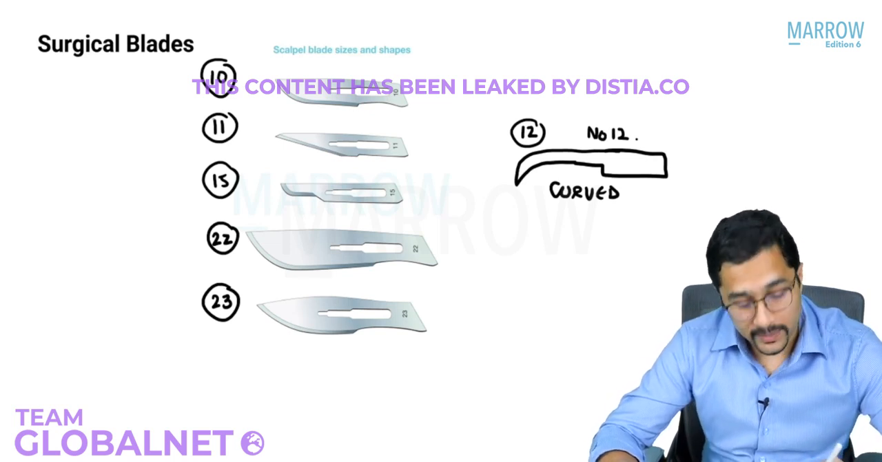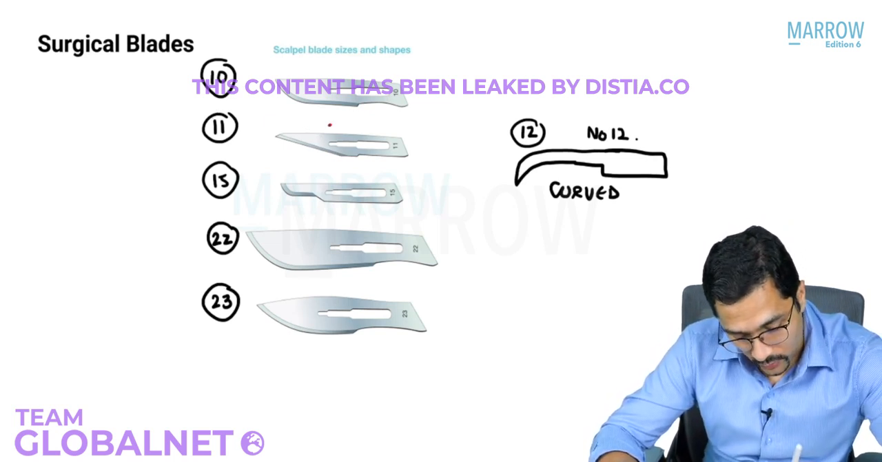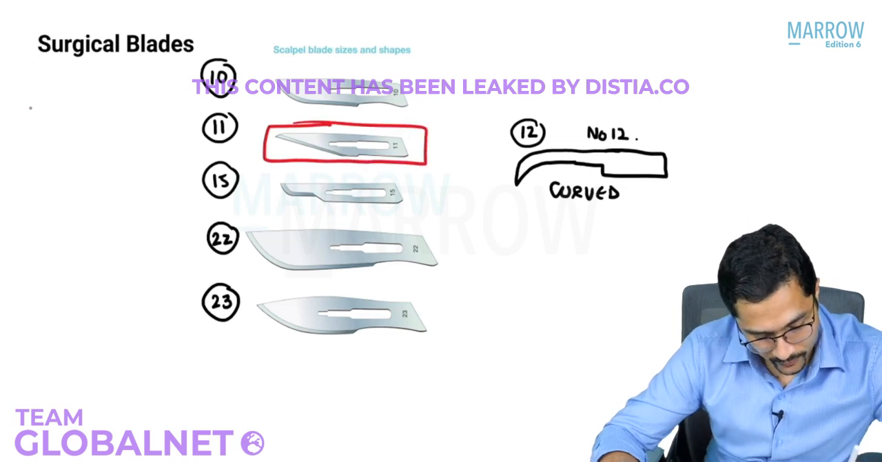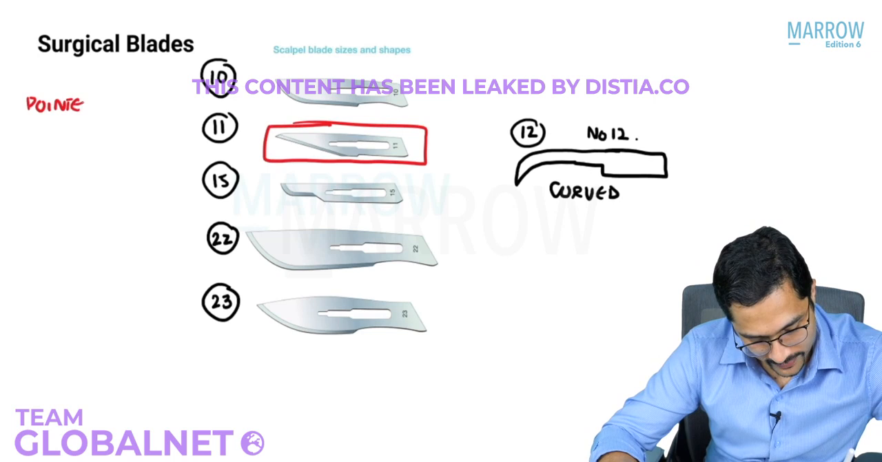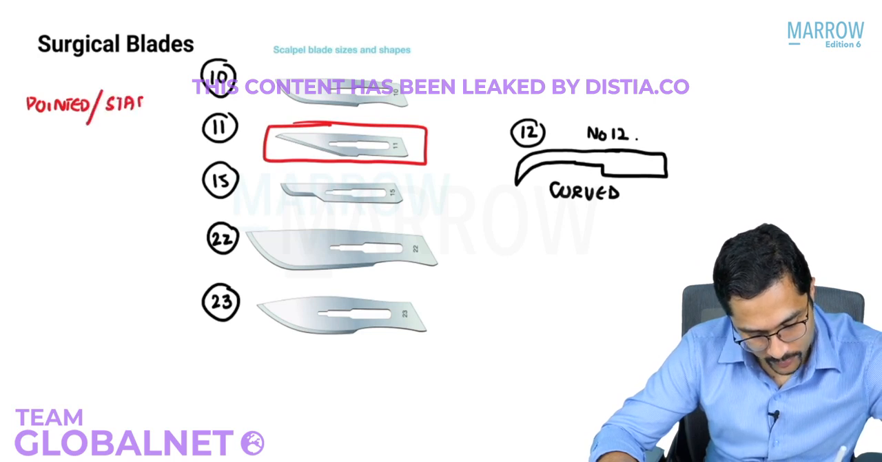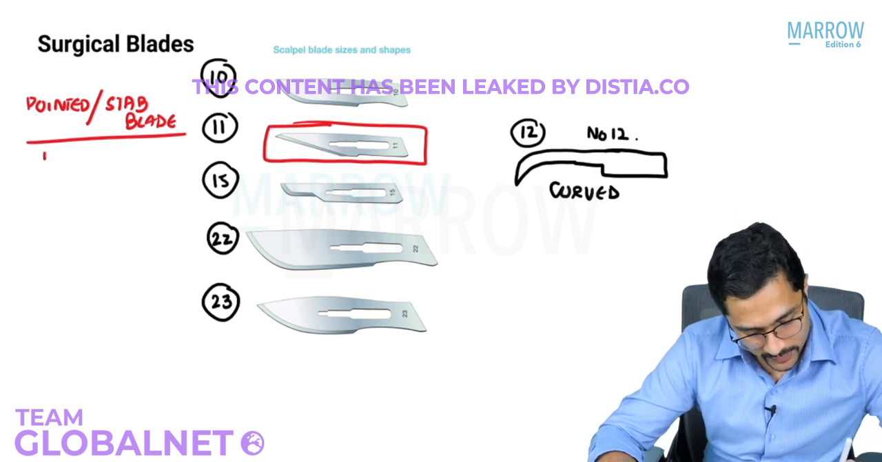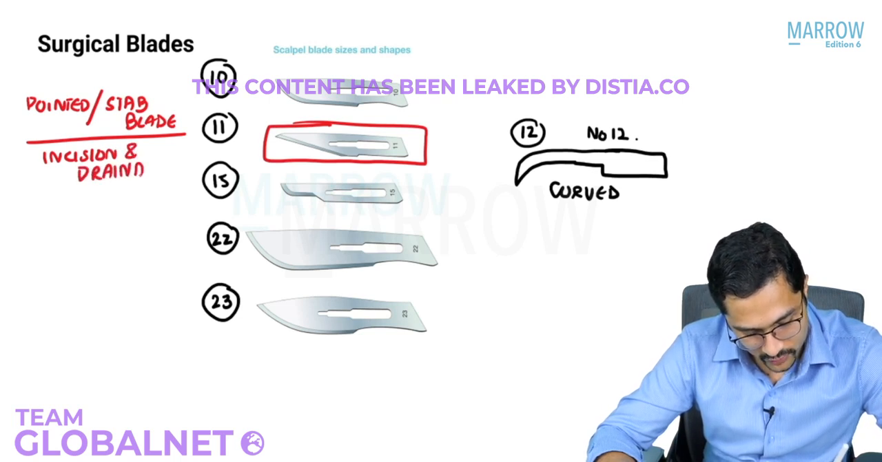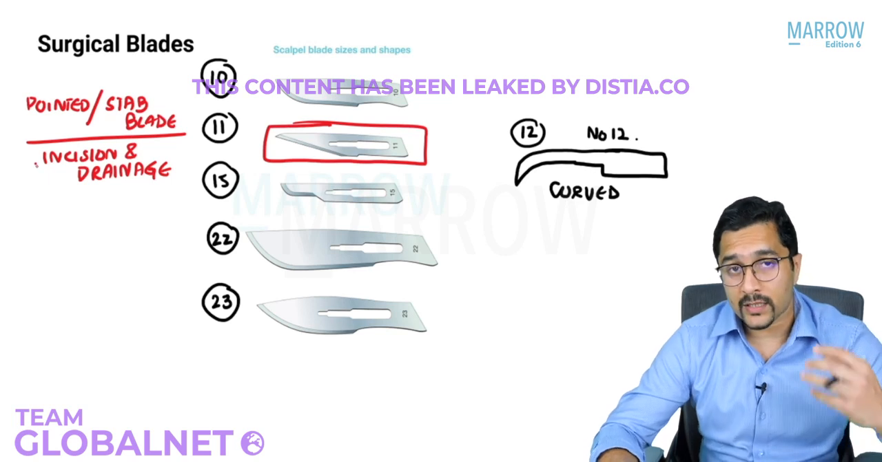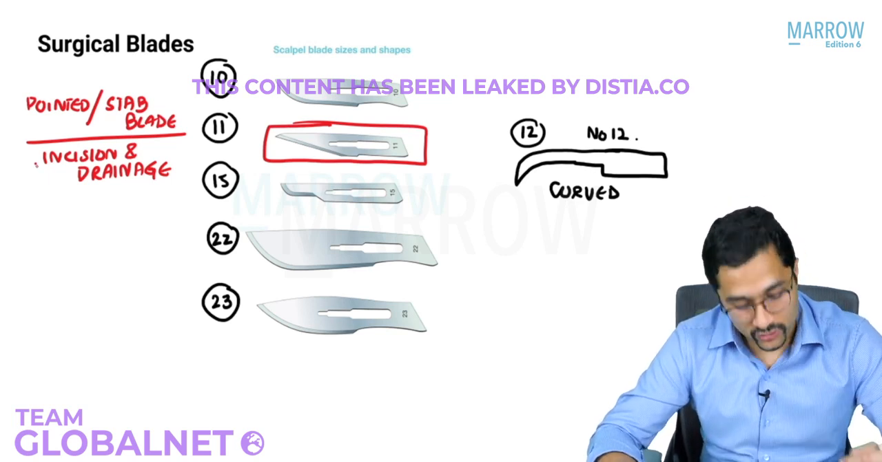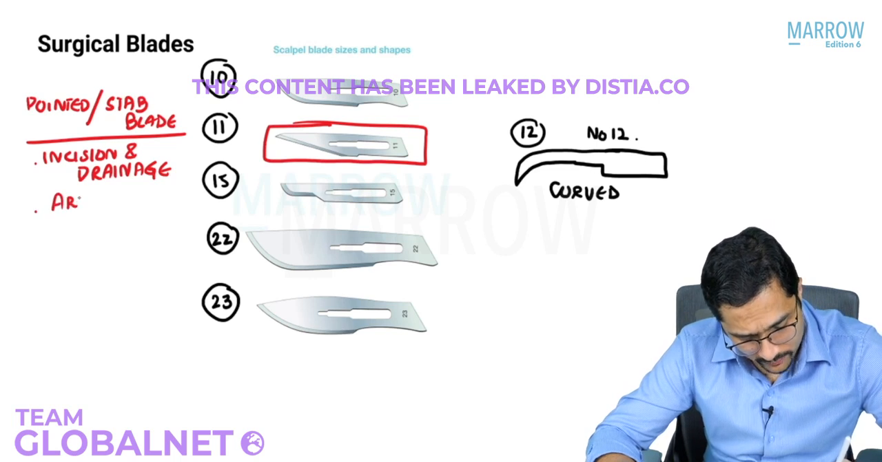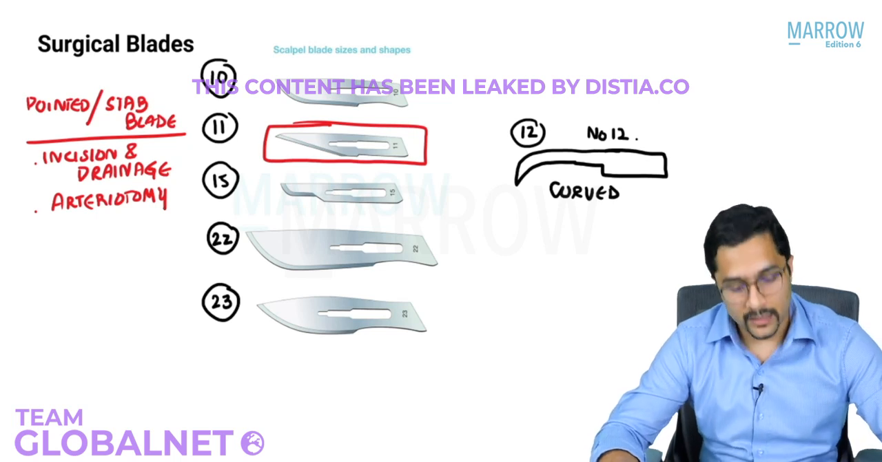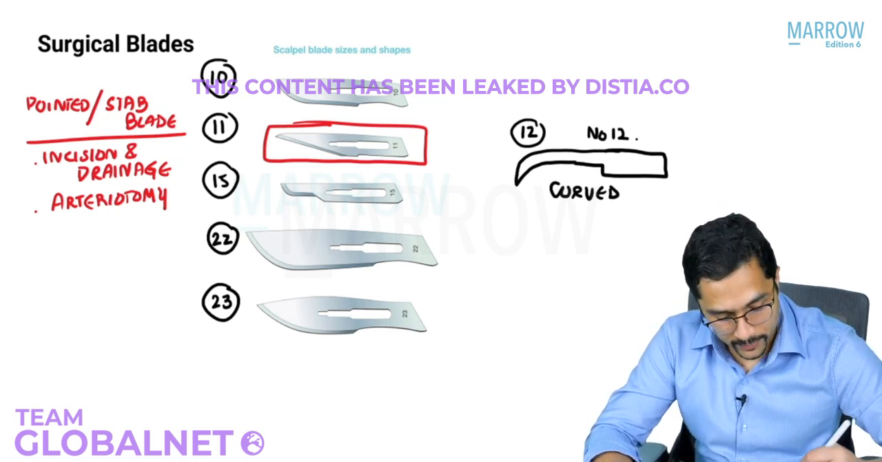Number 11 blade has been asked a lot of times, and number 11, you can see that this is a pointed blade. So number 11 is a pointed blade. This is also known as a stab blade, and this is used when we have to carry out an incision and drainage. Where do we do incision and drainage? When there is an abscess, when there is pus, that's where we do an incision and drainage. Also used when an arteriotomy has to be done, that means an incision has to be made in the artery. We use a number 11 blade.